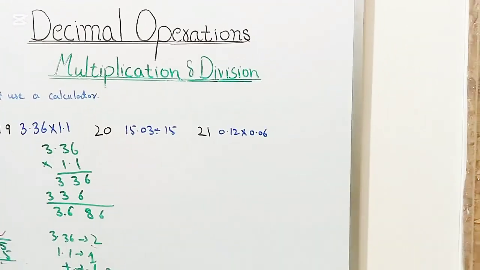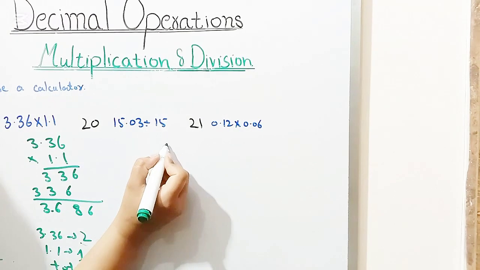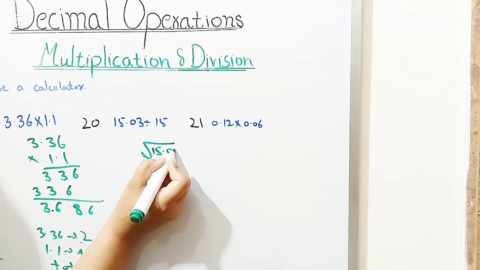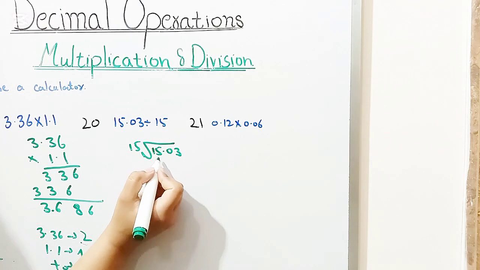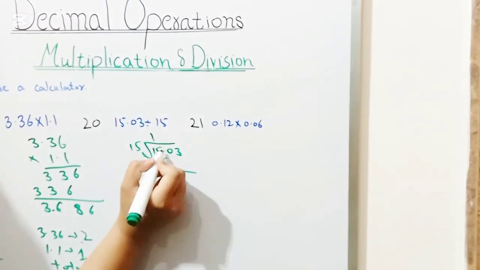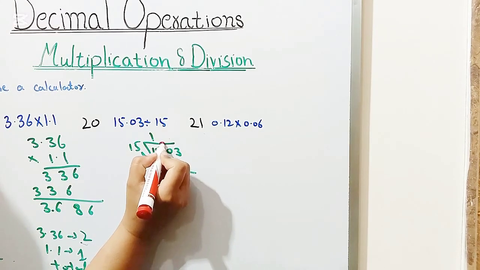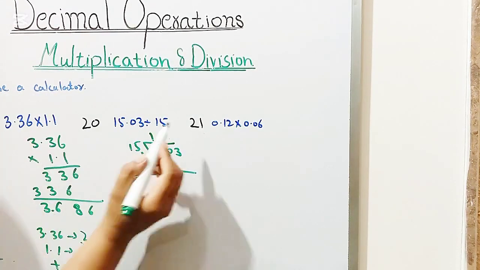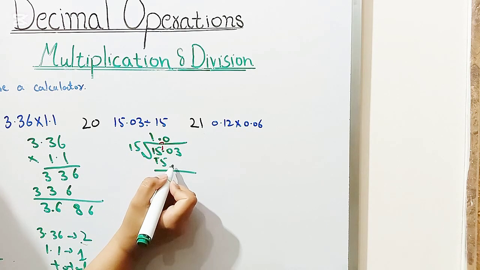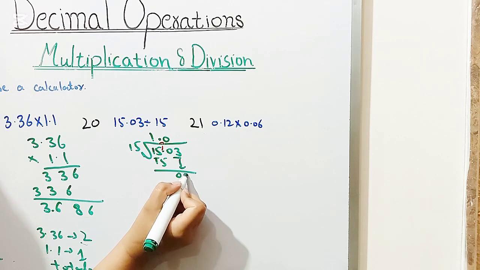Now, question number 20. 15.03 divided by 15. Firstly, you know that 15 multiplied by 1 is 15. Then 1 point. Now, I asked you earlier, move the point there. Now 1 point. Now 0. Now 0, move again. Then 3. Now I will move the second value, 0, 3.